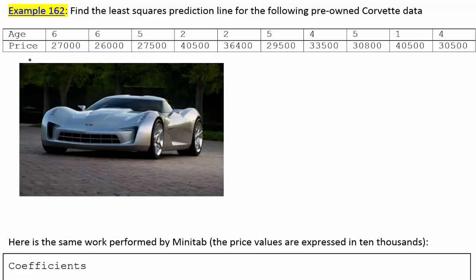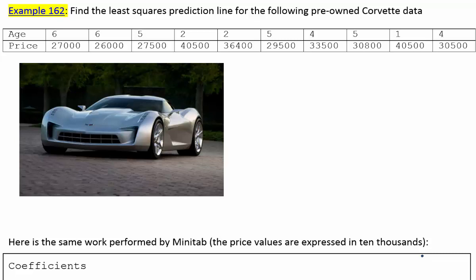Example 162: find the least squares prediction line for the following pre-owned Corvette data. They basically have the age of the car, how old it is, and then they have the price of the car, which is expressed in just dollars. When we look at the Minitab output for this problem, the prices have been changed to be expressed in tens of thousands of dollars.